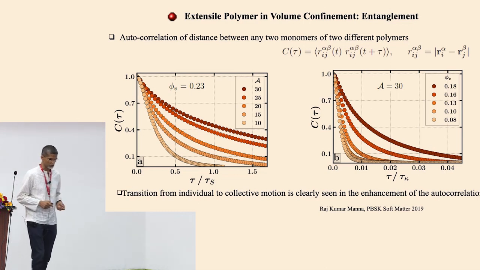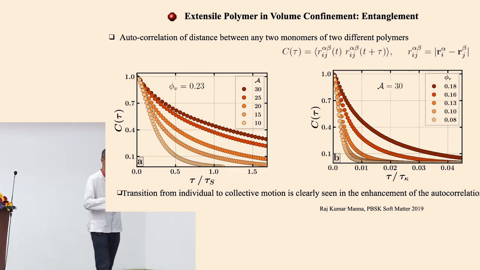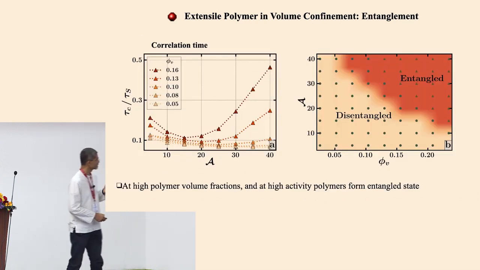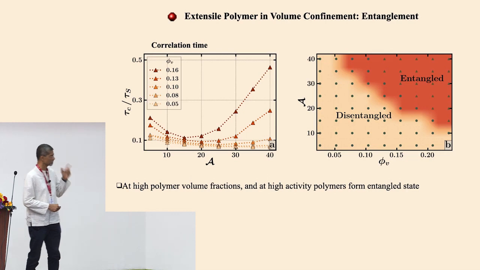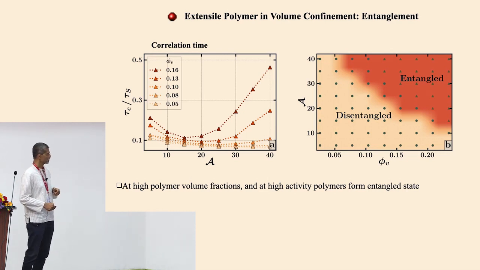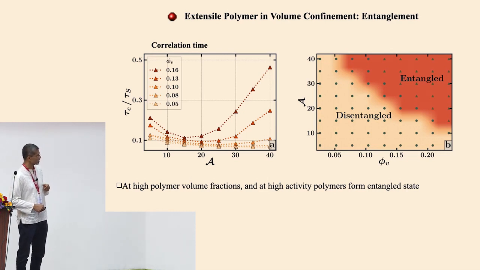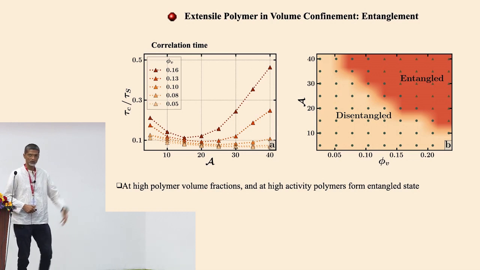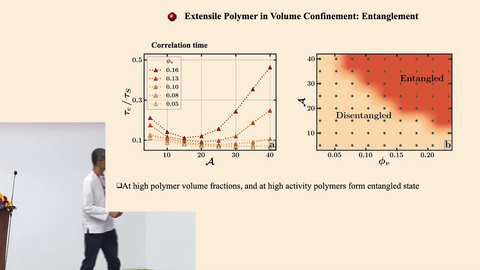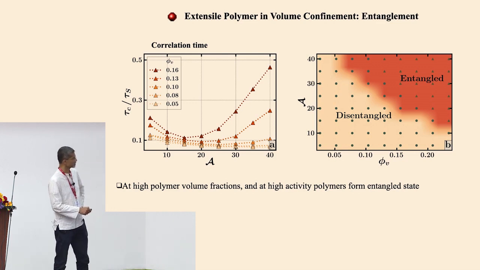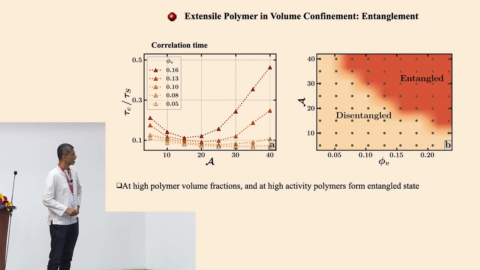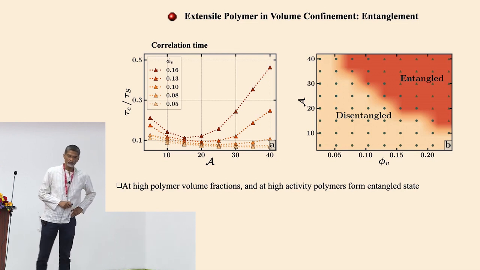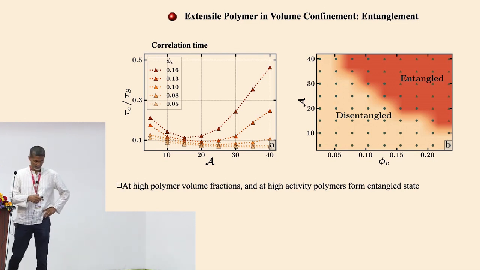And then there are no entanglements in this. One can characterize the entanglements, etc. I'm not going into all of this detail here, just to show you that the time scale coming from those correlation plots, as a function of activity, kind of diverges at some activity. Similarly, I can do that for the concentration, and you can make a state diagram from that, which shows disentangled and entangled phases as a function of the activity and the concentration. So this is for the volume confinement.